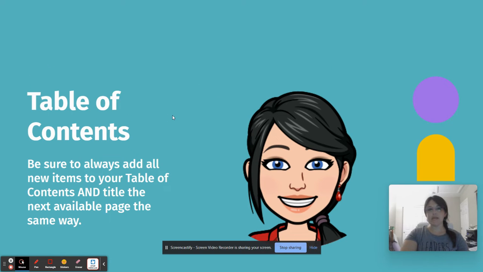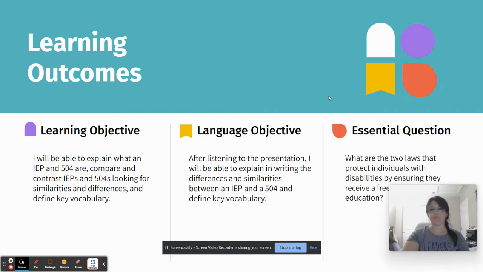As always, anytime we're working in our notebooks, we want to make sure that we are adding that to our table of contents and then going to the next available page in your notebook and then titling that page as well. So your title for this one is simply IEPs and 504s, which I should now see reflected in both your table of contents and on that next available page.